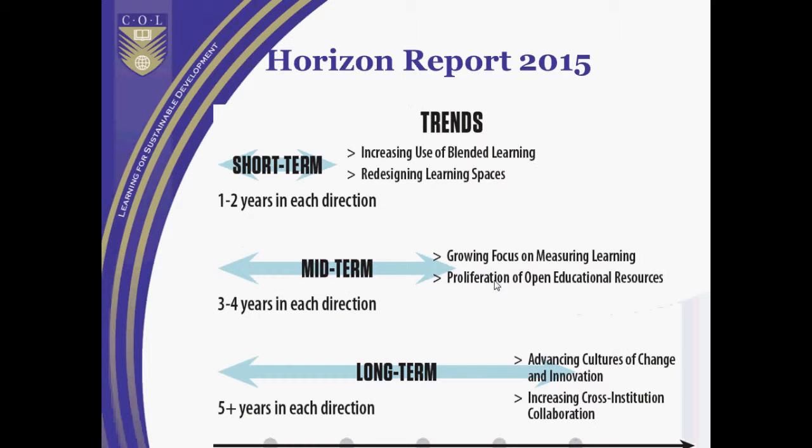Now, what are the emergent trends in technology? The recent Horizon report estimates that in the next 2 years, blended learning, which is face-to-face and distance, would be used increasingly, and institutions will redesign their learning spaces. Over the next 3 to 5 years, the focus will shift to measuring learning outcomes, and open education resources will be available in more subject areas and hopefully in agriculture too. From technology perspectives, adaptive learning technologies and the Internet of Things would be visible in educational practices.